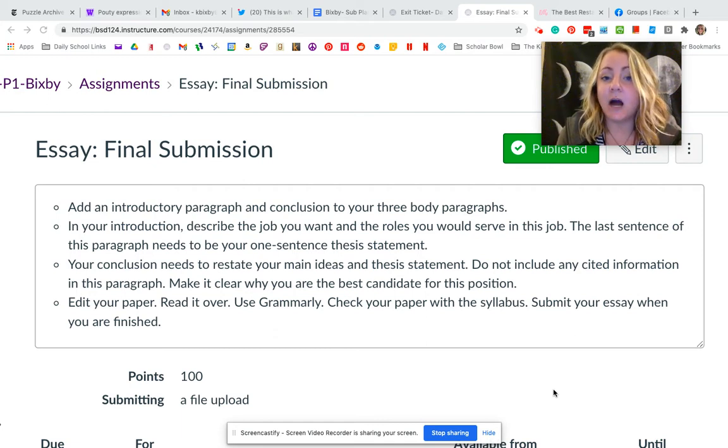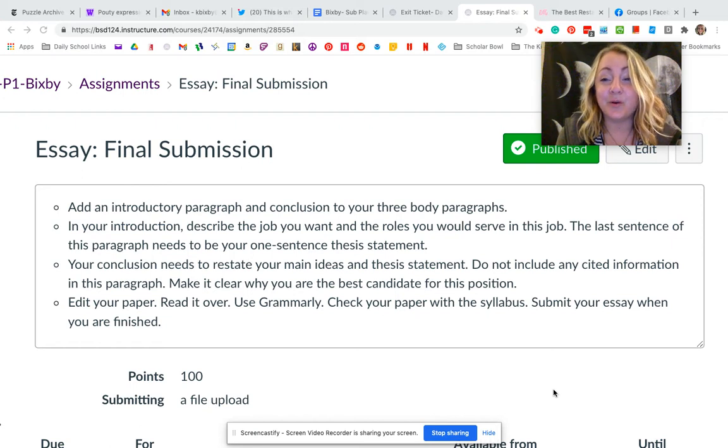Please don't just copy and paste your thesis statement again. Vary your word choice. Do not include any new or cited information in this paragraph, and try to make it really clear why you would be the best candidate for this position. Once you have those 2 paragraphs finished, you are going to edit your paper.